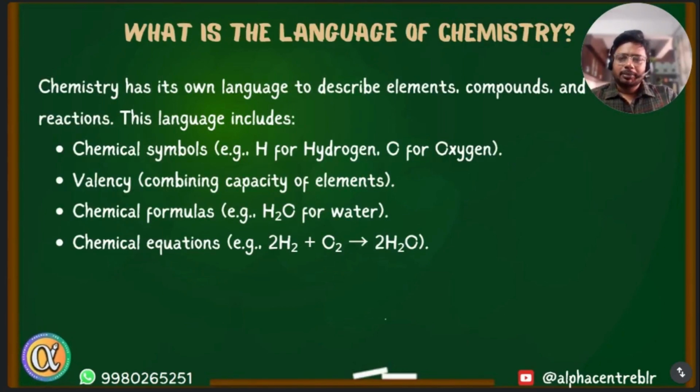Chemistry has its own language to describe elements, compounds, and reactions. This language includes the understanding of chemical symbols, where we have H for hydrogen, O for oxygen, and valency, the combining capacity of each element. So we need to understand the valency of different elements, and even radicals and ions. Then we learn how to form chemical formulas, which you learned last year by the crisscross method. So we are going to recap a lot of this.